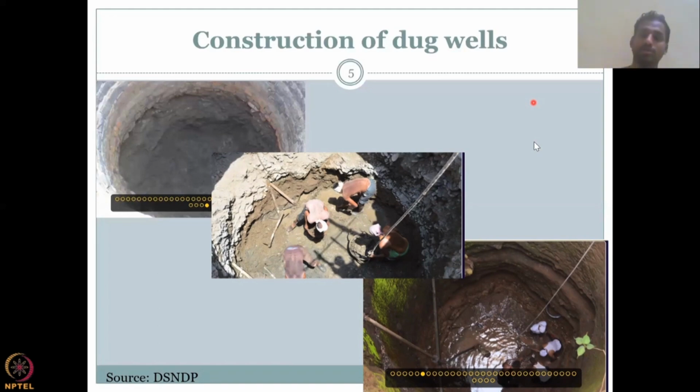But most importantly, the maintenance is taking out the soil which has fallen back into the wells, mostly from the sides. That can be done during the lean season where the water table is low, so that people can get in and do it. Otherwise, it is going to be very hard to pull out the debris.